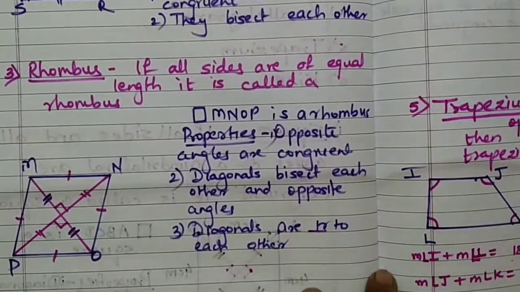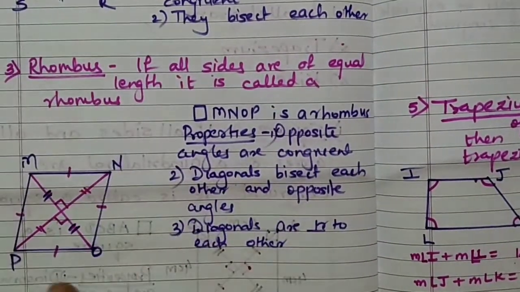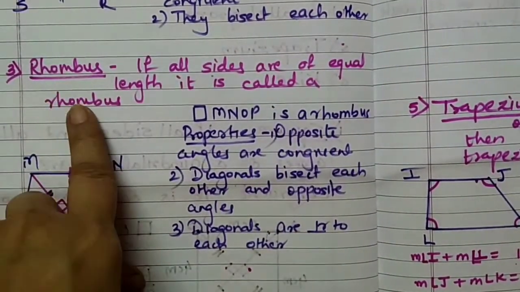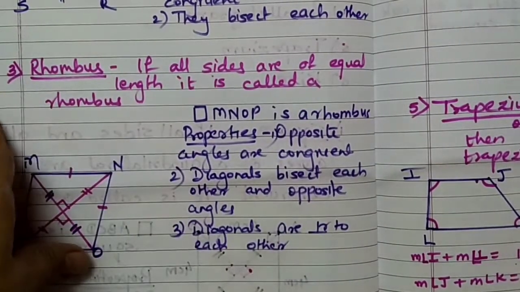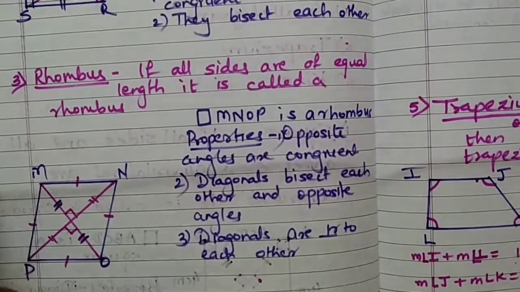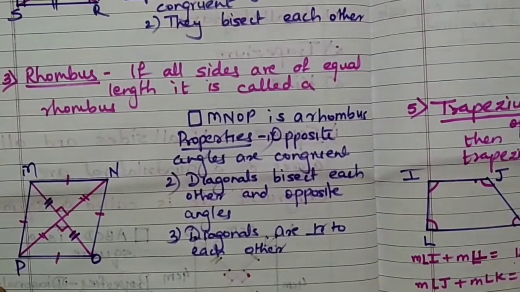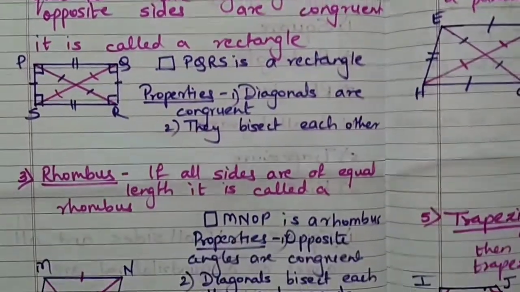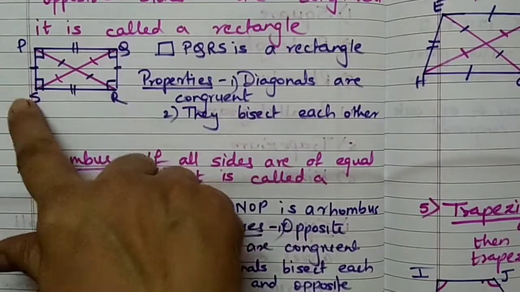Now the next quadrilateral is a rhombus. Now what is a property? How do we define a rhombus? If all sides are of equal length, it is called a rhombus. Now can a rectangle be a rhombus? It cannot, because a rectangle doesn't have all sides of equal length.